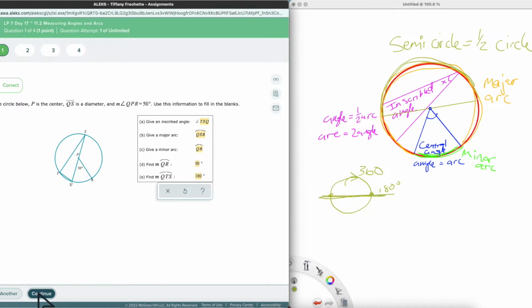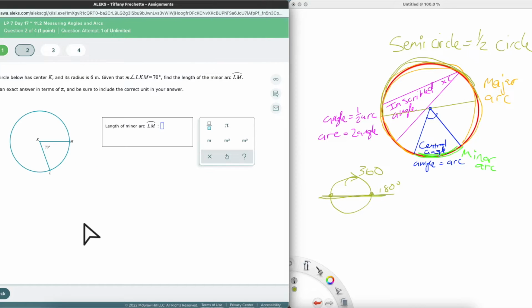Next. Okay, the circle below has center K and its radius is 6 meters. Given that the measure of LKM equals 70 degrees, find the length of minor arc LM. So this is the minor arc here, and LKM is a central angle. It's coming from the center. Give an exact answer in terms of pi.